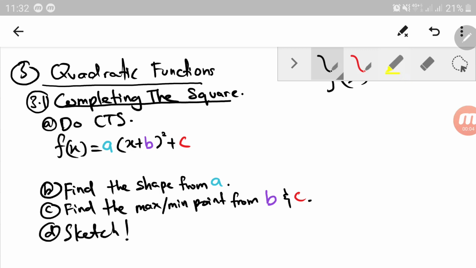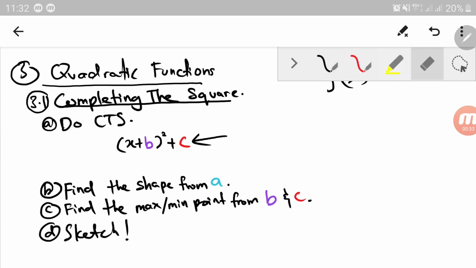In this video, I would like to share with you how to sketch quadratic functions in two ways. First, by completing the square, and next by applying differentiation. Now if you want to do completing the square to sketch quadratic functions, first we have to perform the CTS, of course. So we will get it in this form.